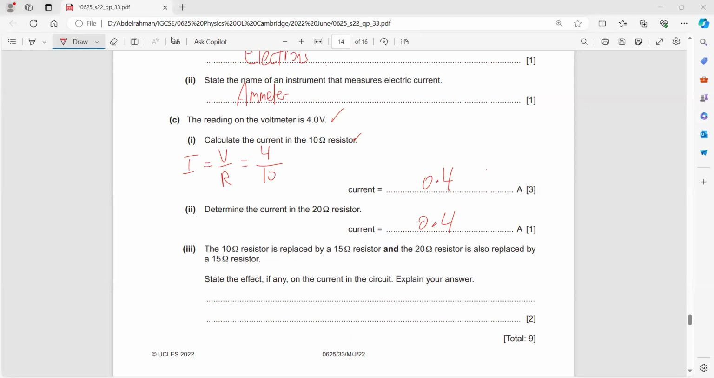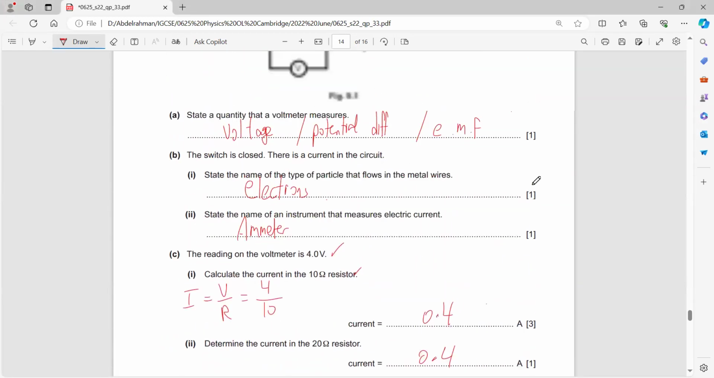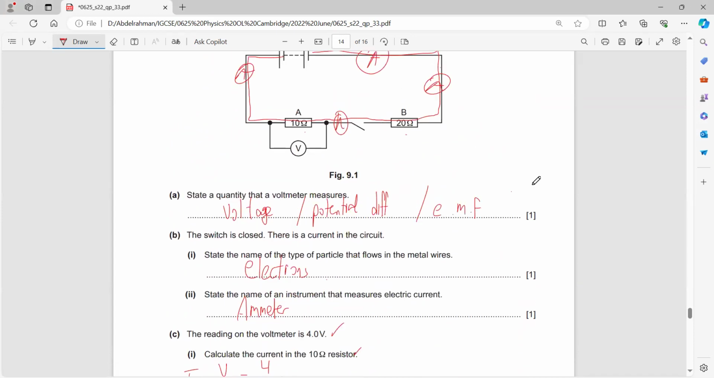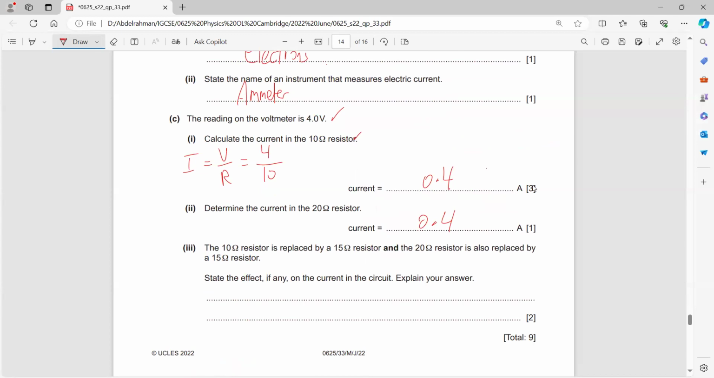I think the current will stay the same because the total resistance is the same. Very good. Here the total resistance was what? 10 plus 20, which is 30 ohms. That's the initial resistance. Here I replace the 10 with a 15 ohm resistor and the 20 with a 15 ohm resistor, so the total resistance is 15 plus 15, which is also 30 ohms. Did the resistance change? No, it didn't.